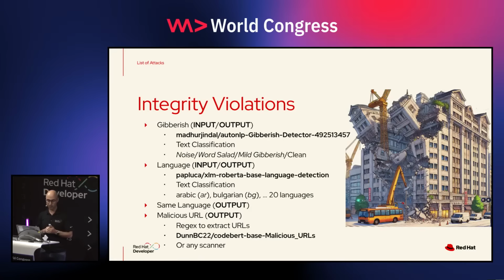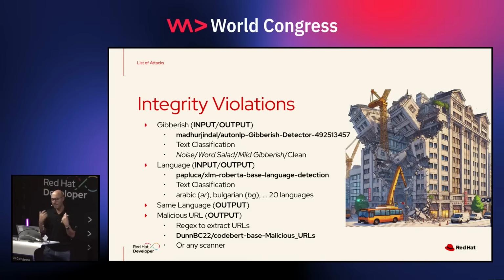Also, an output Guardrail is the same language. So if the user sends a request in German, obviously the output should be in the same language. So you can just define Guardrails to validate that the input and the output language are the same. Another integrity violation, malicious URL. What happens if your model provides the user a malicious URL? Probably it's not a very good idea, right? And even though it's the model, your user will perceive that you are trying to scam them, right?